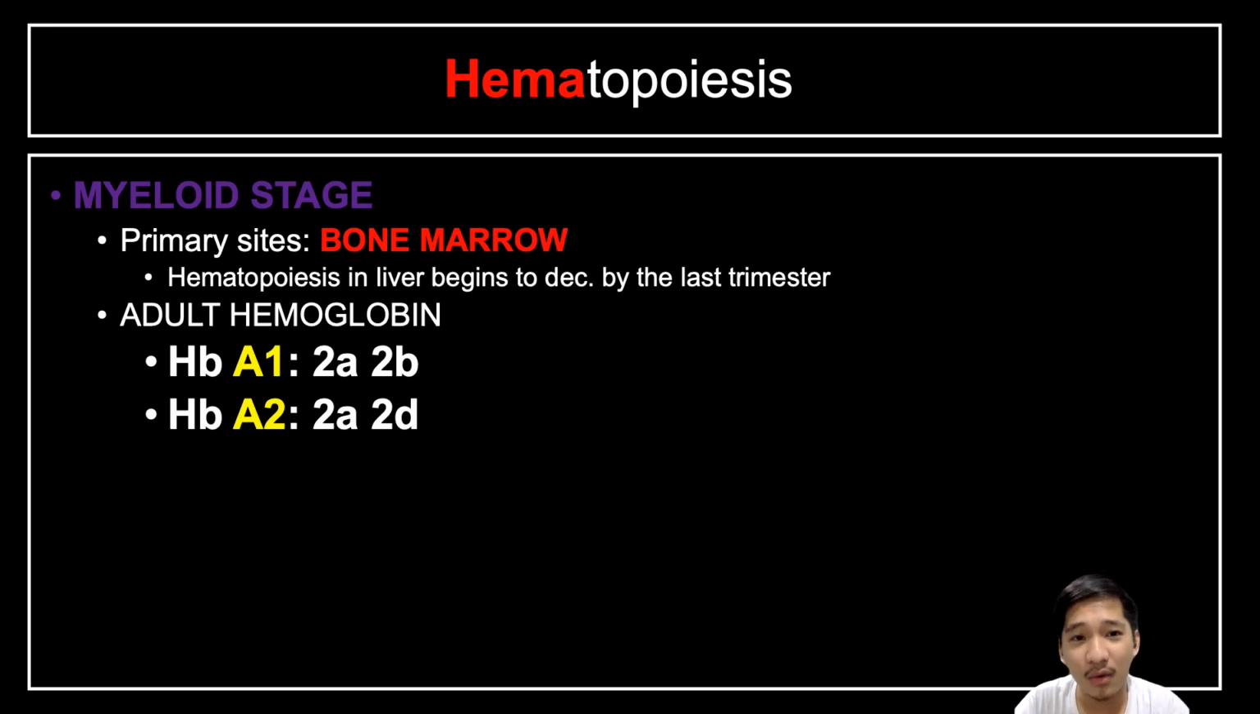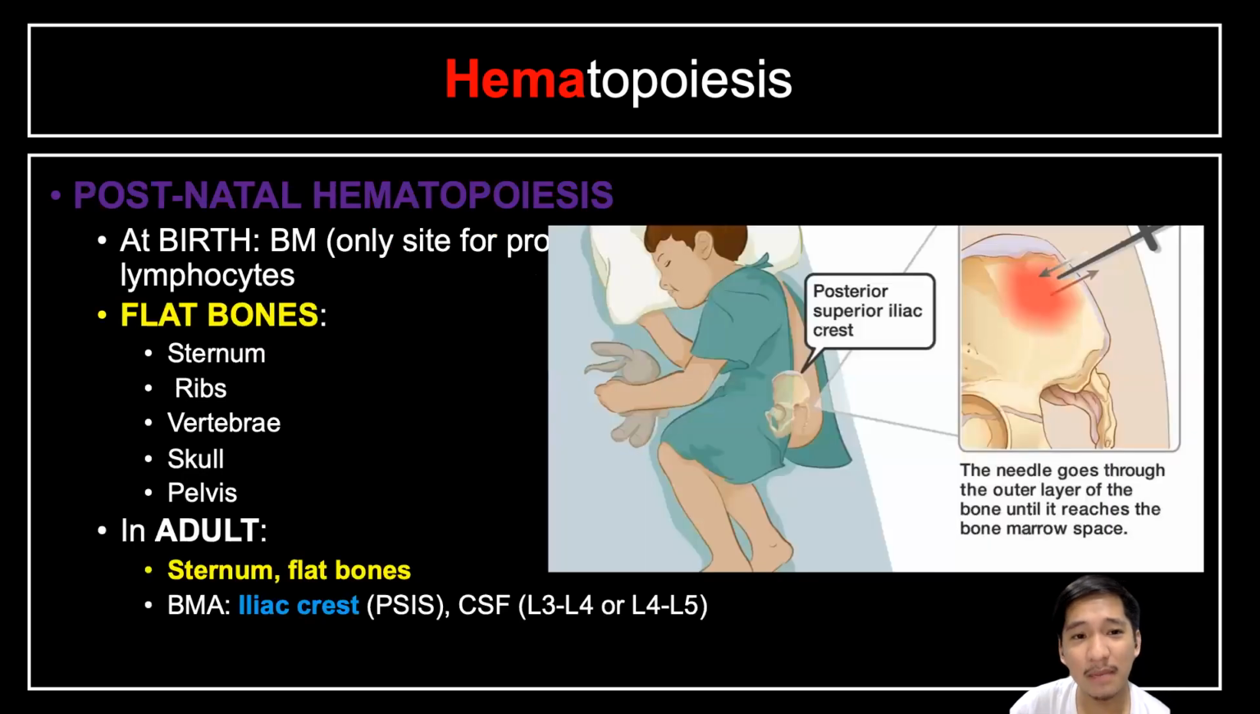So if our exam asks what hemoglobins can be seen in a typical adult, we have hemoglobin A1, which comprises the majority of the hemoglobin. We have hemoglobin A2 and hemoglobin F. In postnatal hematopoiesis, typically at birth, the bone marrow is the only site of production and development of our blood cells, including the lymphocyte and other cells. Hematopoiesis typically occurs in flat bones.